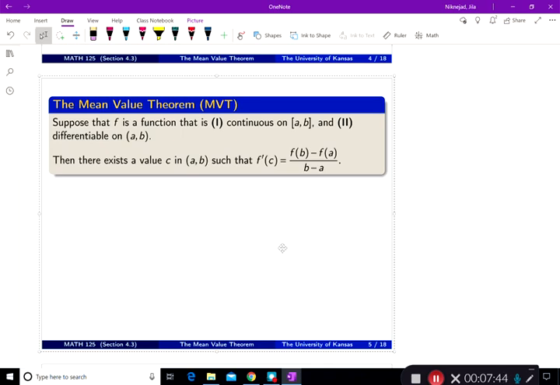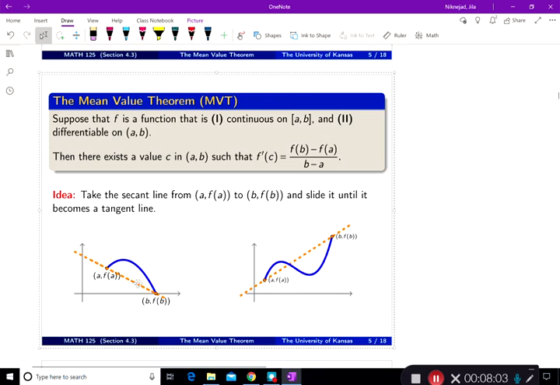Now, notice again, this part is the slope of the secant line, and this one is the slope of the tangent line. So we're saying that the secant line between the two points is parallel to the tangent line.